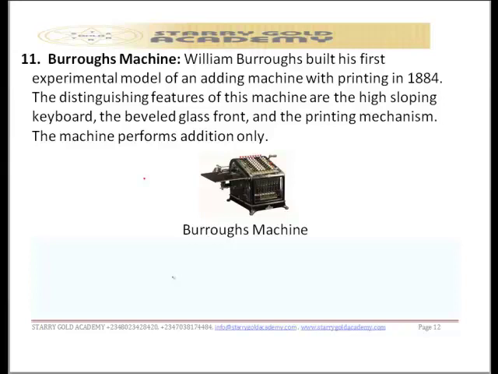This is how the machine looks. Okay. The use of this machine is that it was used for addition alone. It was only used for addition. And the features of this machine are that it has a keyboard, which was used for inputting data. It also has a beveled glass front. Okay. And also it has a printing mechanism.